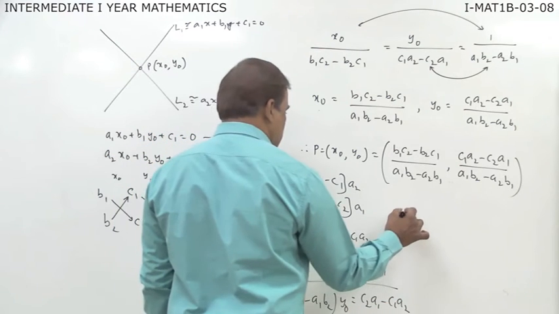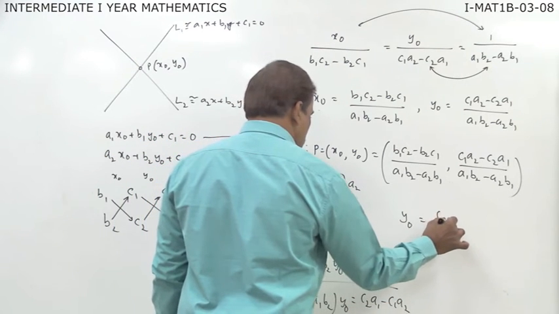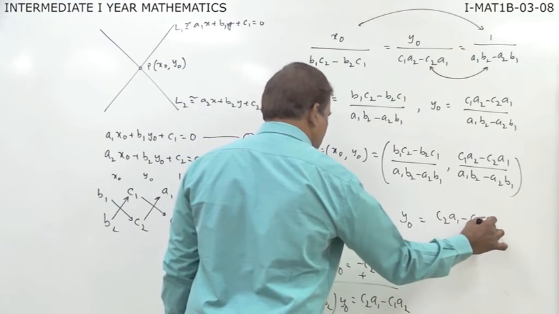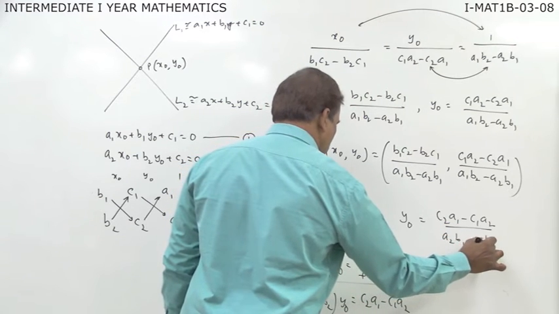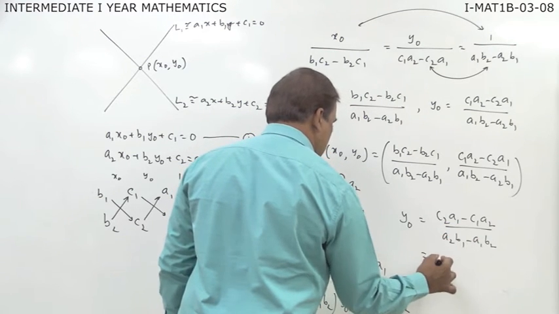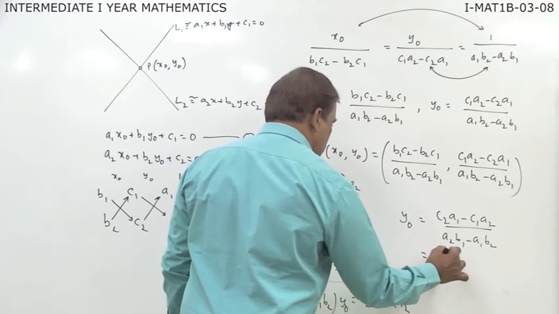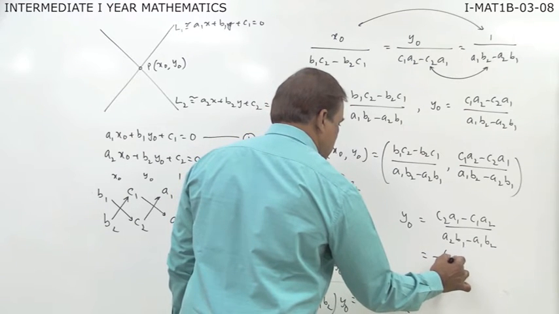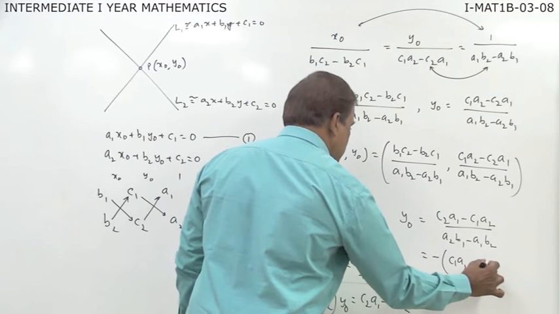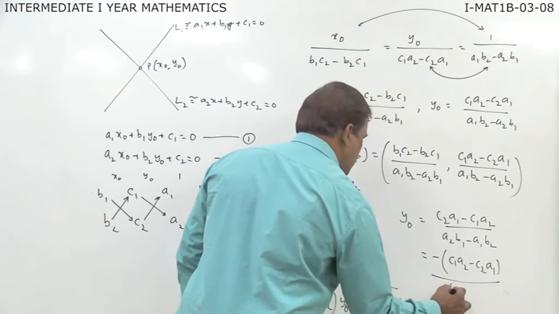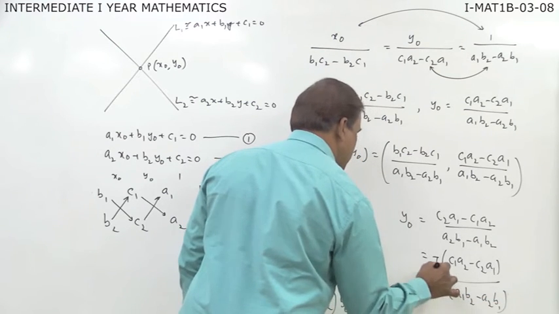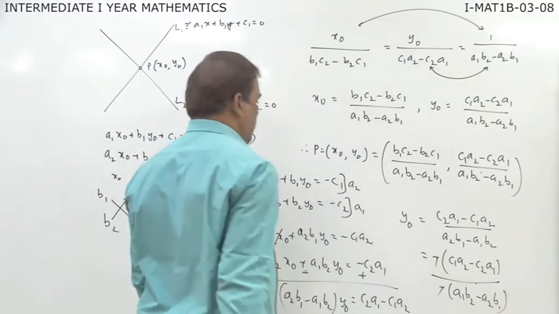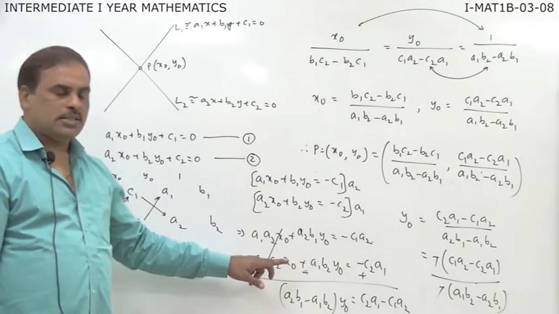So y0 is now equal to c2 a1 minus c1 a2 by a2 b1 minus a1 b2. Taking minus common in the numerator and denominator, this becomes c1 a2 minus c2 a1 by minus of a1 b2 minus a2 b1. So minus minus gets cancelled. This is the same as the previous result. Okay, this is the method you used in 10th class.